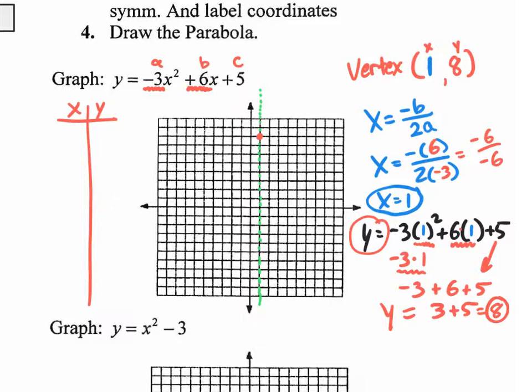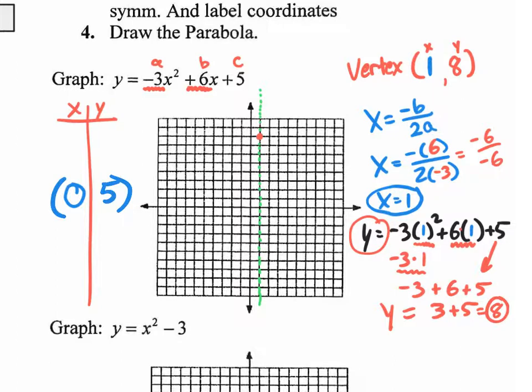So what other number would be easy to plug in? What's the easiest number to plug in? 0. So check this out. I am going to plug in a 0. And when I plug in a 0 right there, 0 squared is 0. -3 times 0 is 0. 6 times 0 is 0. 0 plus 0 is 0. 0 plus 5, what's 0 plus 5? 5. So for my input 0, I got an output of 5.